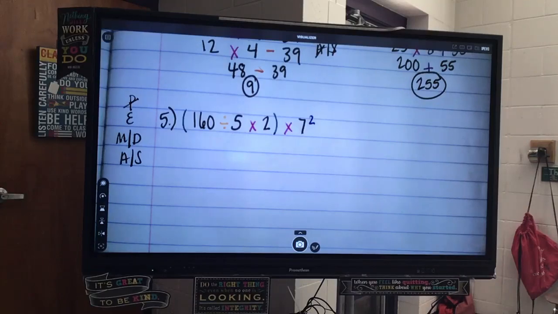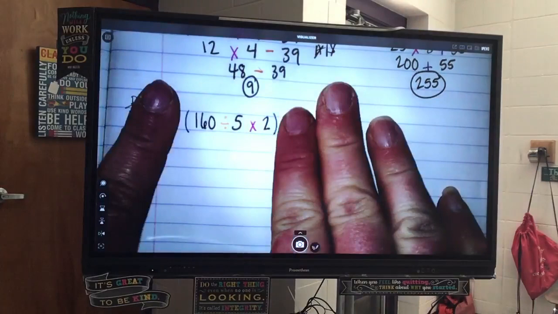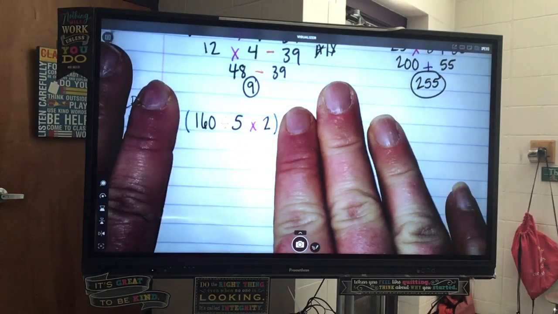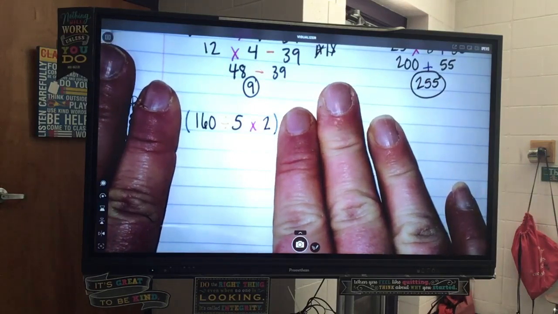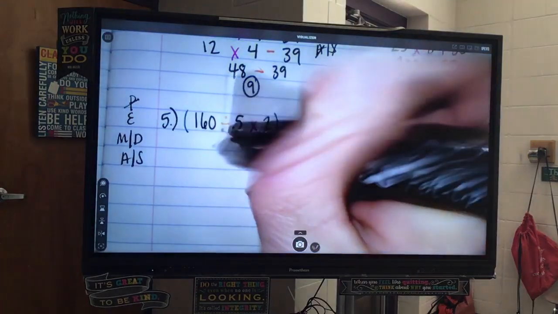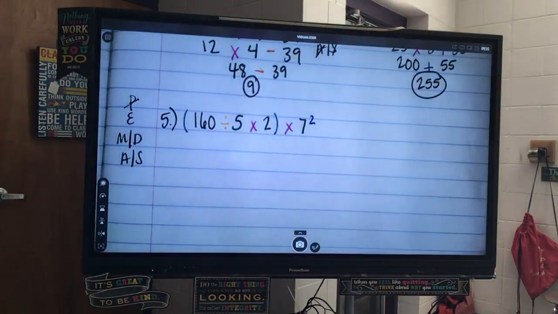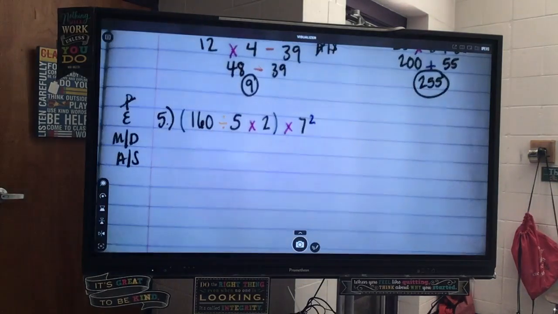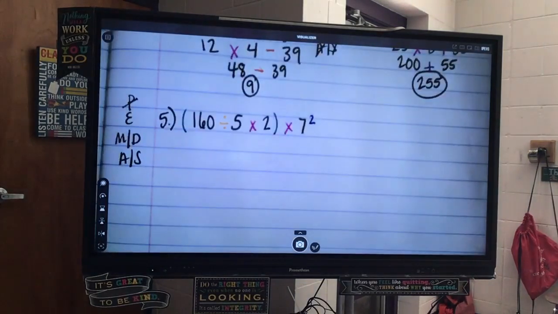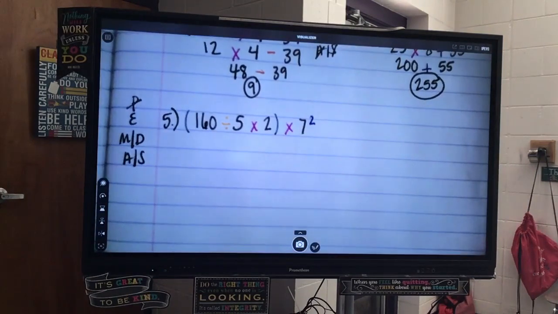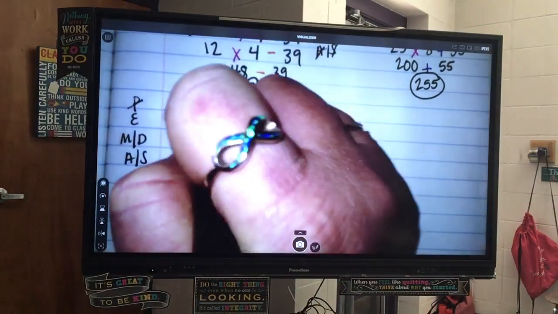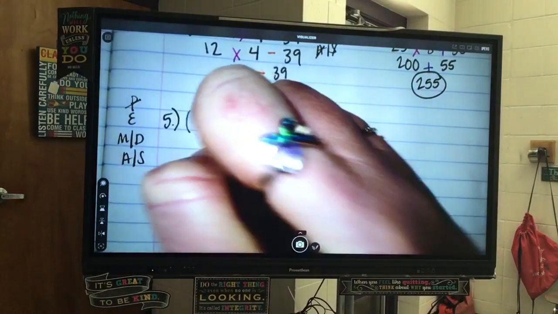So then we're gonna say, okay, inside our parentheses, do we have parentheses? No. Alright, do we have exponents? No. Do we have multiplication or division? Yes. Alright, so we're gonna divide first. What is 160 divided by 5? Cristiano? 32.